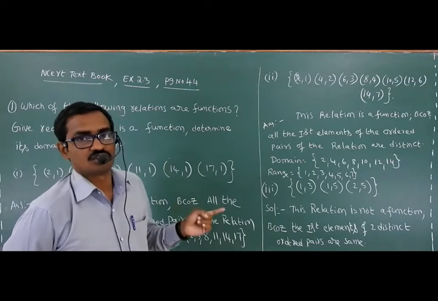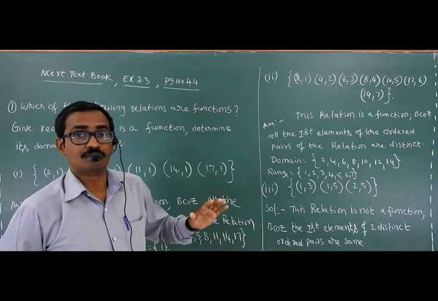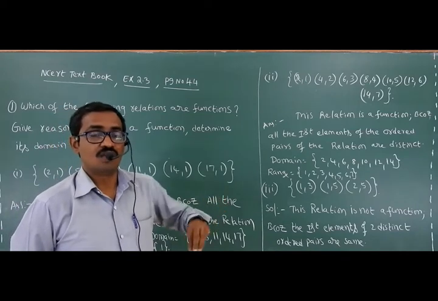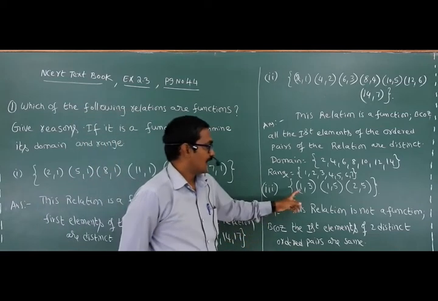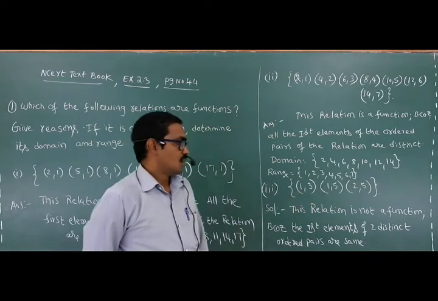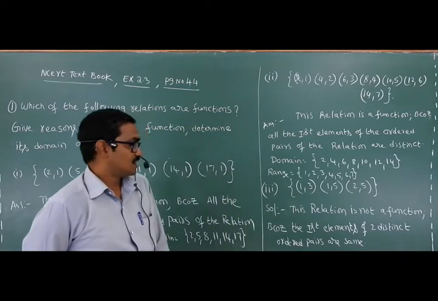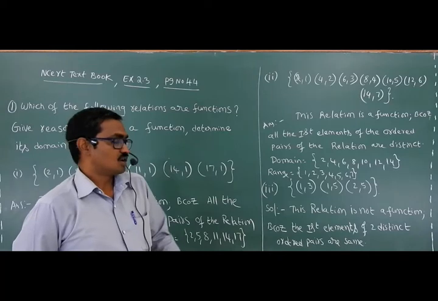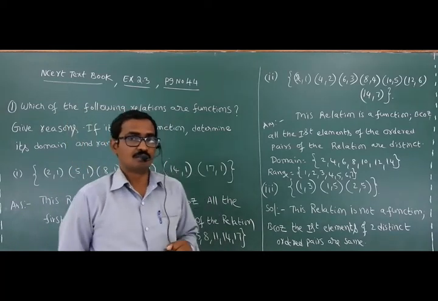According to the definition of the function, a relation capital R from set capital A to capital B is called a function if every element of set A has one and only one image. But here element 1 has two different images, so it is not a function. And we can say one more example. One relation is said to be a function and one is said to be not a function. I tell you one example.